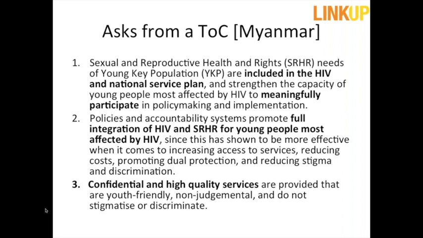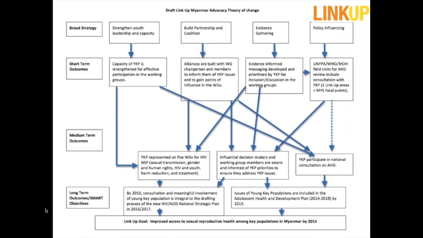And these three asks, as you can see, are that the SRHR needs of young people are included in the National Service Plan. That's the first. Second is that all policies promote full integration of HIV and SRHR for young people. That's the second ask. And the third ask is that there are good quality, confidential healthcare services available for young people. So, three very specific, focused asks.